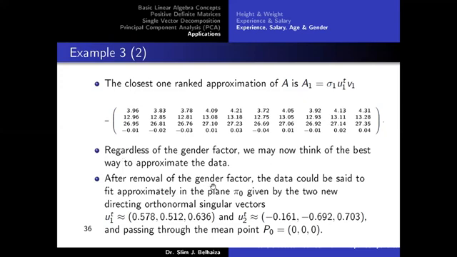So after the removal of the gender factor, the data could be said to fit approximately in a plane. Why? So I'm moving in 3D now, not in 4D. And I can represent my data in 3 dimensions, okay? In the plane pi 0 here. And how do I obtain pi 0?